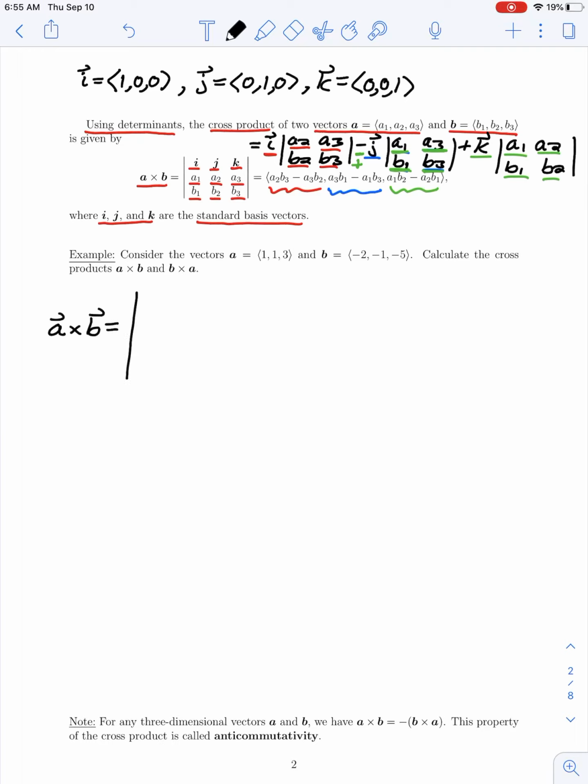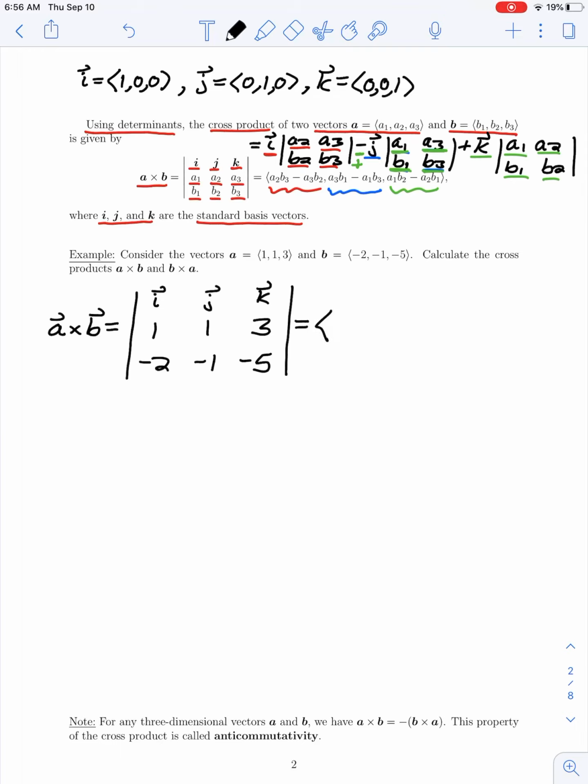So using this determinant notation, we would be taking the determinant of the 3 by 3 matrix, whose first row consists of the standard basis vectors i, j, and k. The second row would consist of the components of the first vector, which was A here, in this case 1, 1, 3. And our third row consists of the components of the second vector in our cross product, B, which were -2, -1, -5. So let's see what we get here.